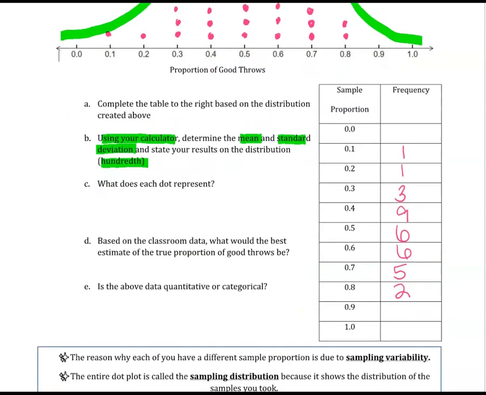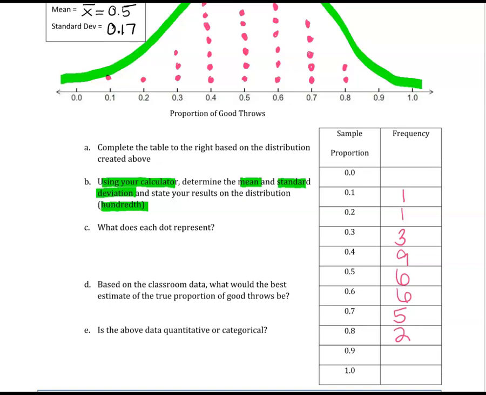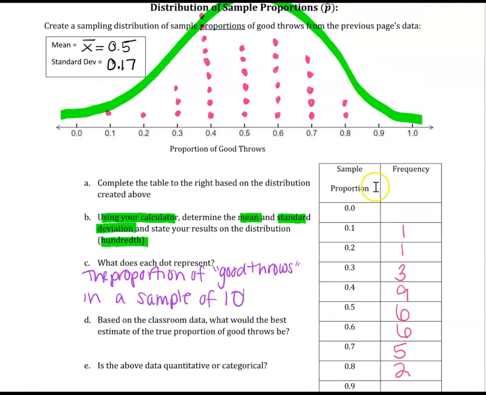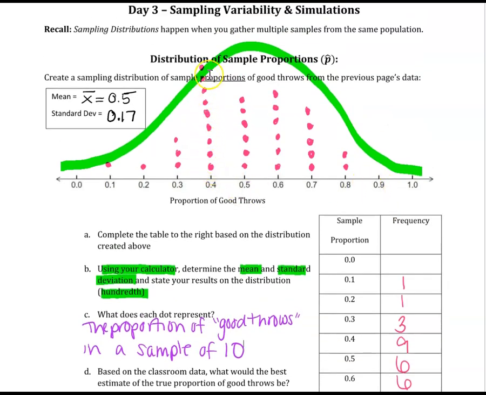So I said this earlier in the video. What does each dot represent? That is the p-hat. That's the proportion of good throwers in a sample of 10. So what I'm noticing is obviously the most often happened was the 0.4, but I got a variety of different answers too because everybody got different samples.